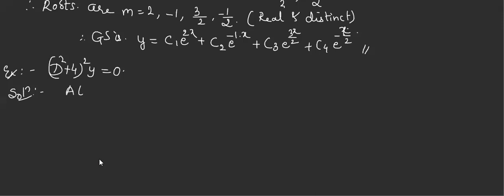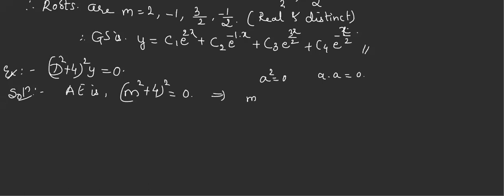Can you tell me what is the auxiliary equation here? m square plus 4 the whole square equal to 0. Am I correct? So this is like a square equal to 0, means I'll write it as a into a. Correct? So this whole square I can write like m square plus 4 is 0 or m square plus 4 is 0. Correct?